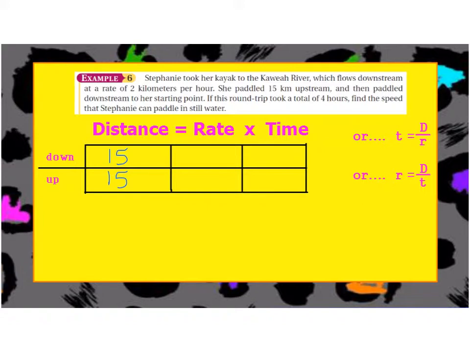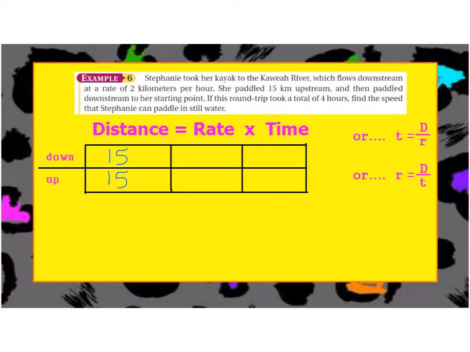Now let's look at her rate. The thing is she's paddling there. And sorry, I got ahead of myself. I'm filling my chart. Maybe we should look at the rest of this. It says the round trip took a total of 4 hours. Okay. Find the speed that Stephanie can paddle in still water. Okay, so she has her own speed that she can paddle, and then she also has the water that's going to help her or maybe hurt her depending on if she's going upstream or downstream.